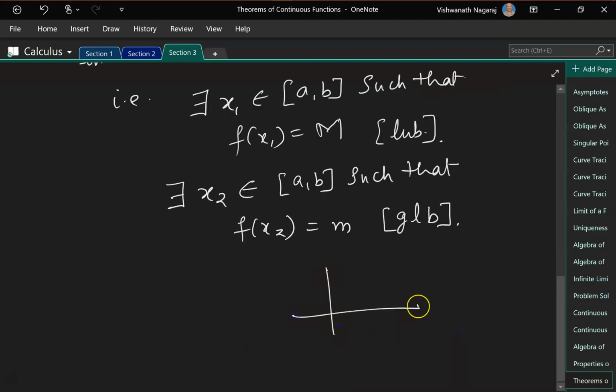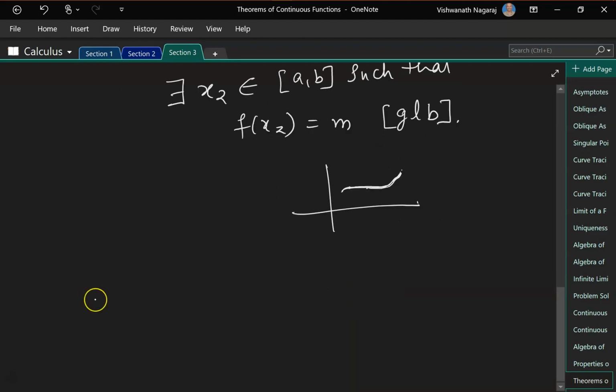What this basically means is that if you have a curve and you put your pencil on the curve anywhere, without lifting it, you can reach the upper bound, and similarly you can reach the lower bound without lifting the pencil. Let's look at the next one.